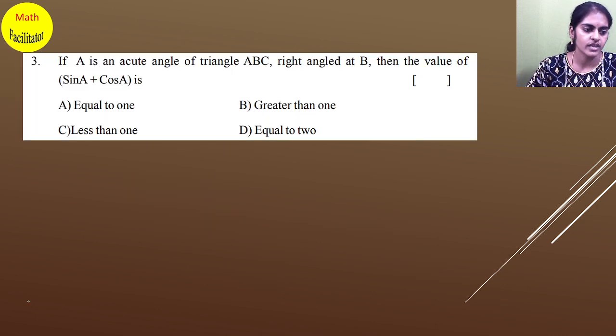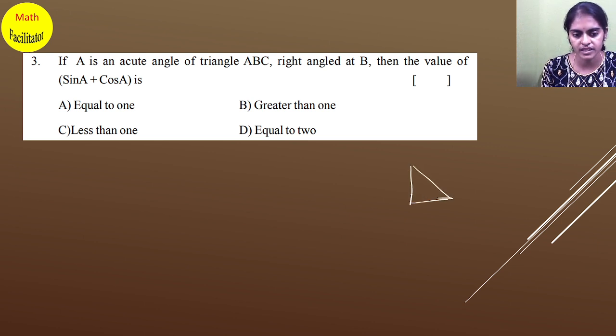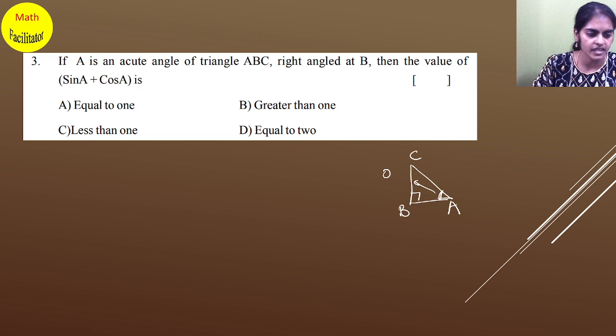Right. So next question. If A is an acute angle of a triangle ABC, right angle at B, then the value of sin A plus cos A. Let me take this as C. See here, this is the opposite side, this is the adjacent side, and this is the hypotenuse for angle A.